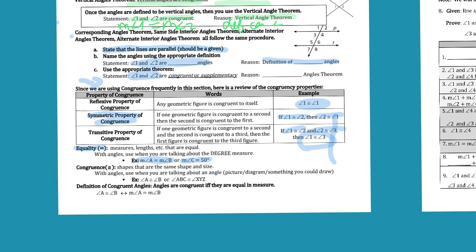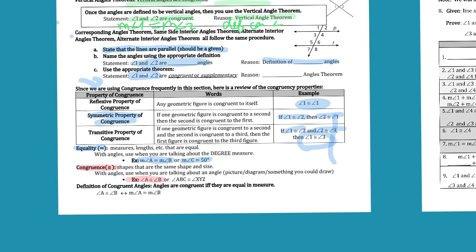Congruence: shapes can be congruent to each other. Oh, I don't know how I crossed that out, but let's erase it. So shapes can be congruent. You could say 2 triangles are congruent. You could say 2 angles are congruent. You could say 2 segments are congruent. Shapes can be congruent. That means they're the same shape and size.